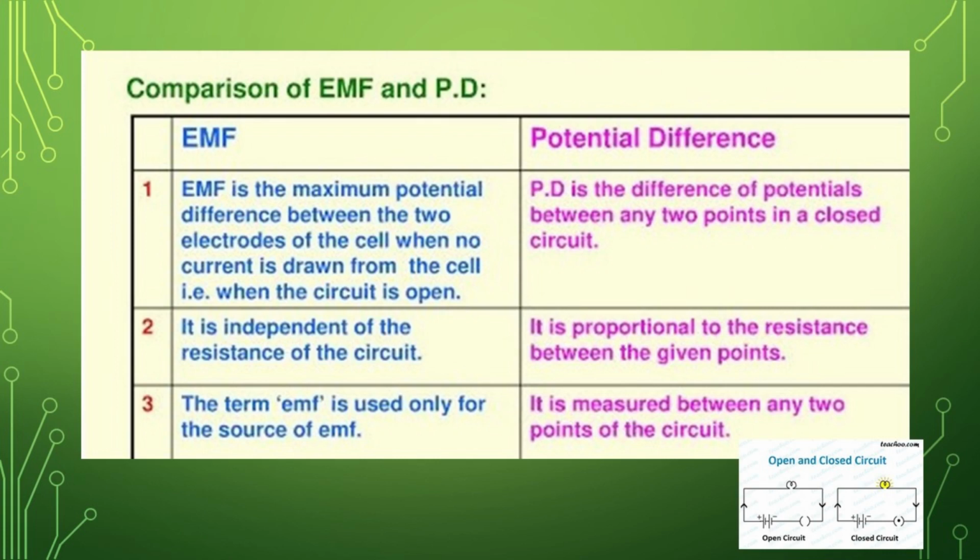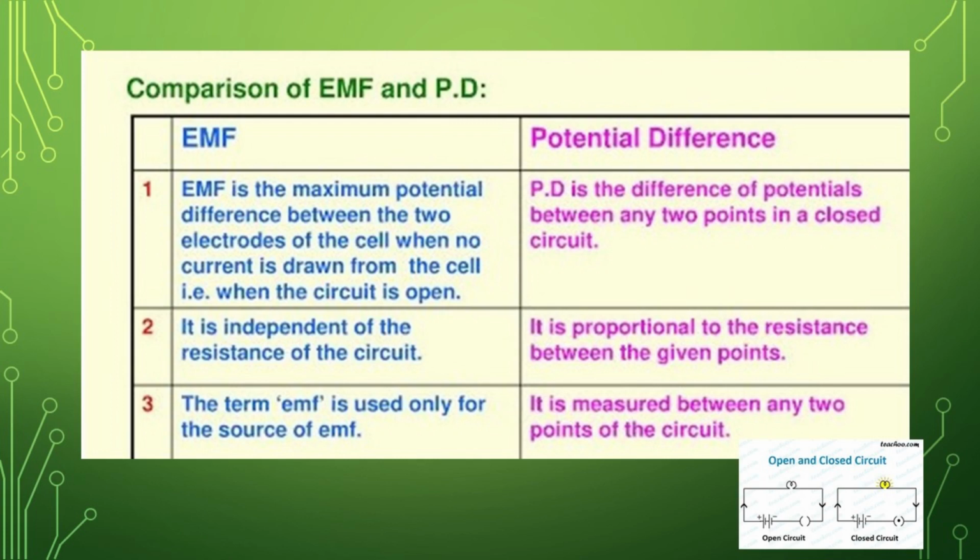Comparison of EMF and potential difference. EMF is the maximum potential difference between the two electrodes of the cell when no current is drawn from the cell. That is, when the circuit is open. Potential difference is the difference of potentials between any 2 points in a closed circuit.